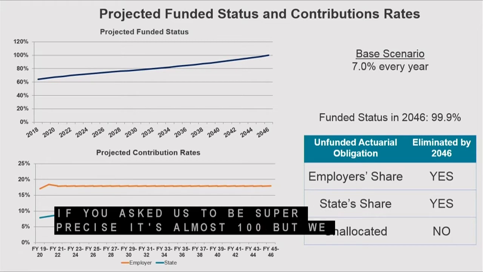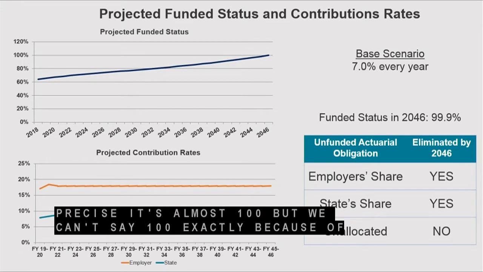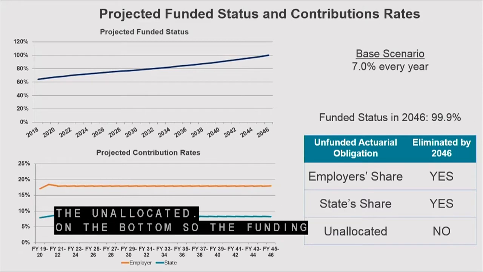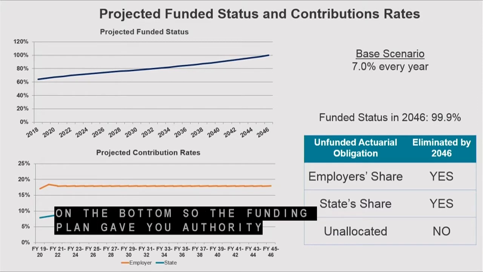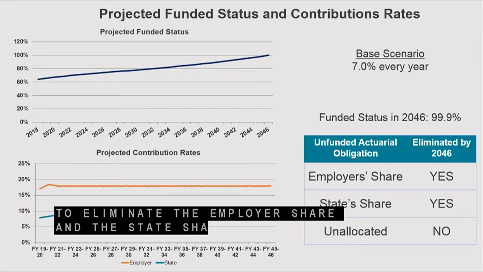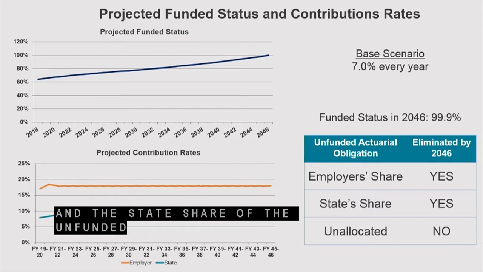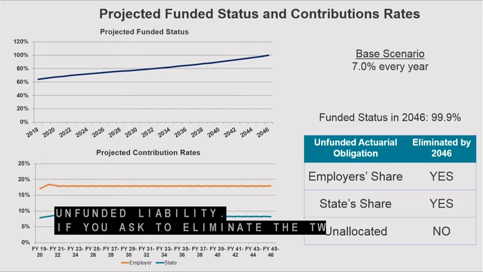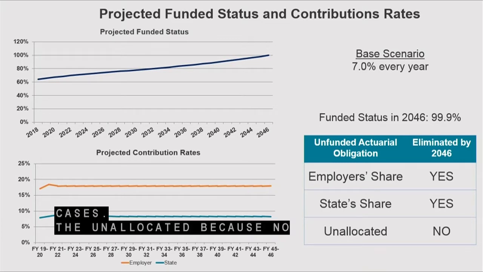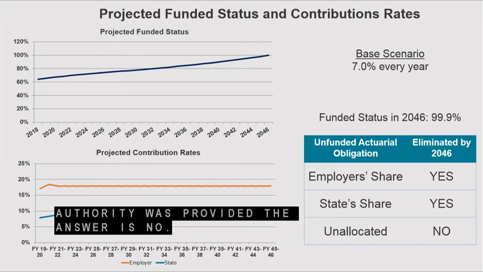And then at the bottom, what we wanted to point out to you, the funding plan gave you authority to try to eliminate the employer share of the unfunded liability and the state share of the unfunded liability. So today, if you ask us, is the funding plan working? Can we eliminate those 2 shares? The answer is yes in both cases. The unallocated, because no authority was provided, the answer is no. So now what we're going to do is just show you different scenarios and see how the information changes.